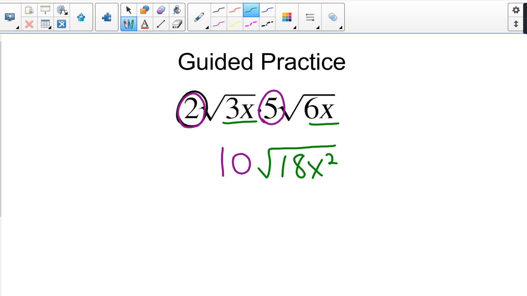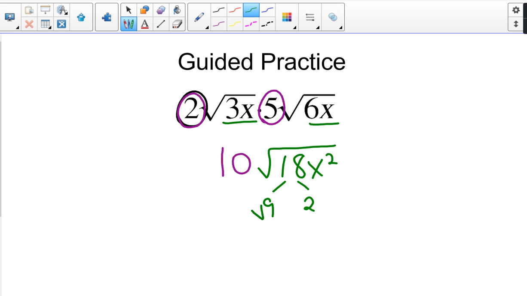However, we always like to express our answer in simplest form. And the square root of 18 x squared is not in simplest form. So we're going to simplify it the same way I simplified the previous problem. We're going to look for factors of 18 that are perfect squares, and we're going to check if we have any variable perfect squares. So looking at 18, 2 factors of 18 are 9 and 2.